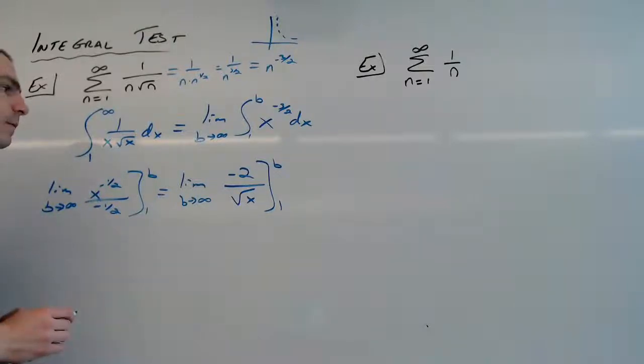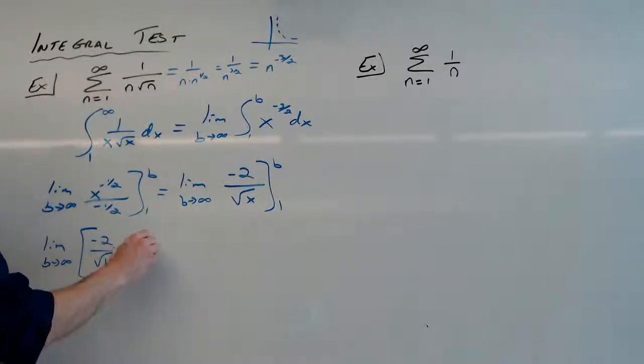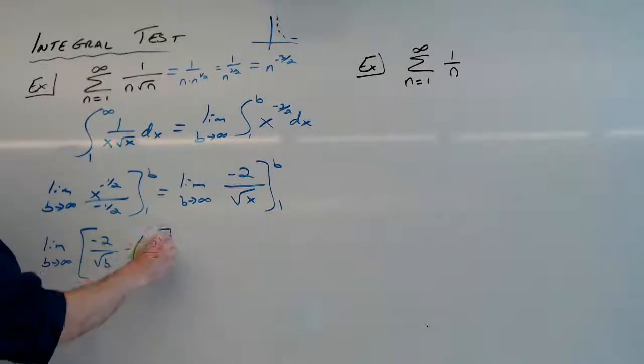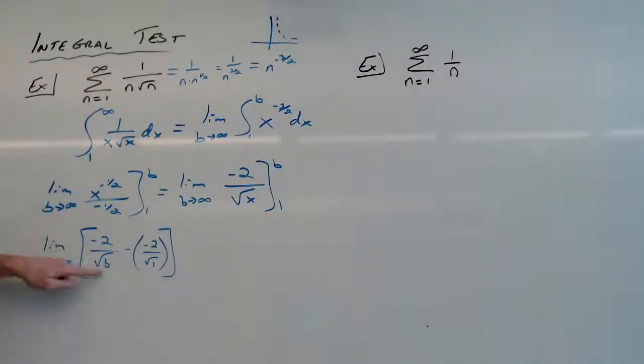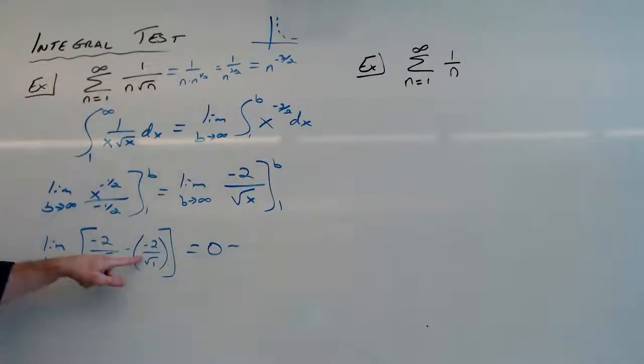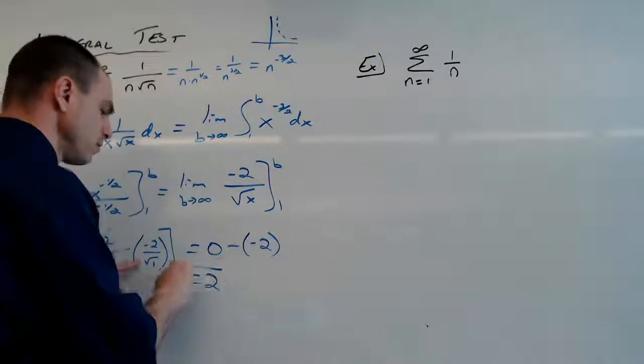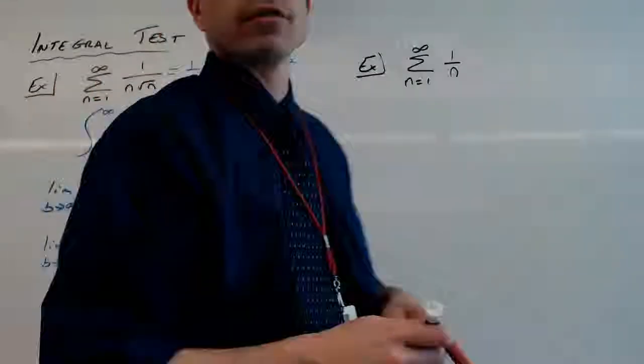So our first number that we plug in is b there. So we have the limit as b approaches infinity. And I'm actually going to need some braces here. So we have negative 2 over the square root of b minus negative 2 over the square root of 1. And negative 2 divided by the square root of a very large number is going to be 0, minus, and then negative 2 divided by the square root of 1 is negative 2. So 0 minus negative 2. So our improper integral converges to the value of 2.